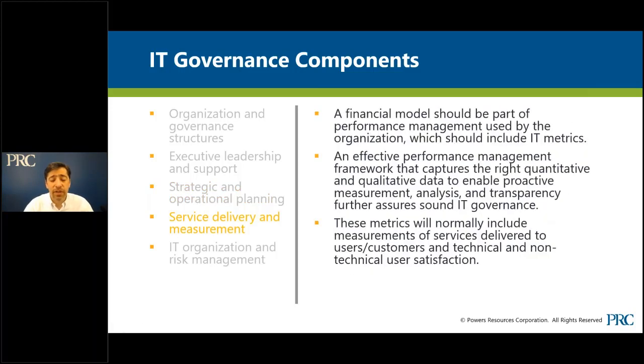Now, next is the service delivery and measurement. And this is where a company must be able to measure the service delivery of its IT components and the availability, dependability, reliability, downtime, response time, etc., of their IT infrastructure. The financial model should be part of performance management used by the organization, which should include IT metrics. How many hours, or actually how many minutes, was the infrastructure down per day or per hour, etc. This responsiveness speed, all this will be integrated into the financial metrics and the operational measurement.